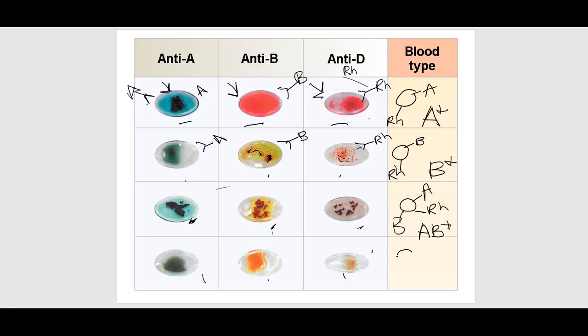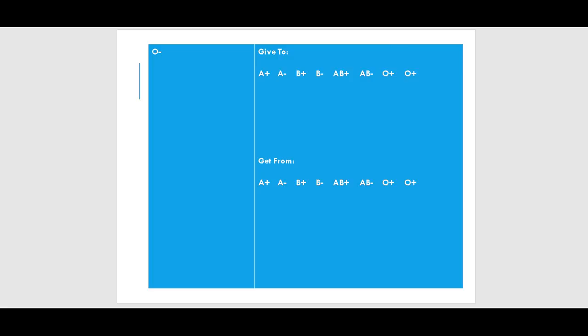That means that our red blood cells look like this. They don't have any of the antigens present on their surface. And that means that the blood type is O negative. It's O because it does not have A or B present, and it's negative because it's RH negative. It does not have the RH antigen present.